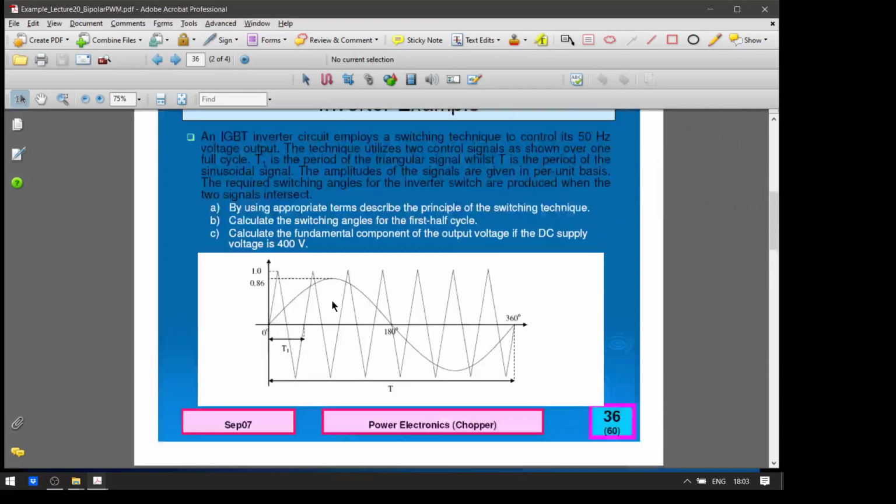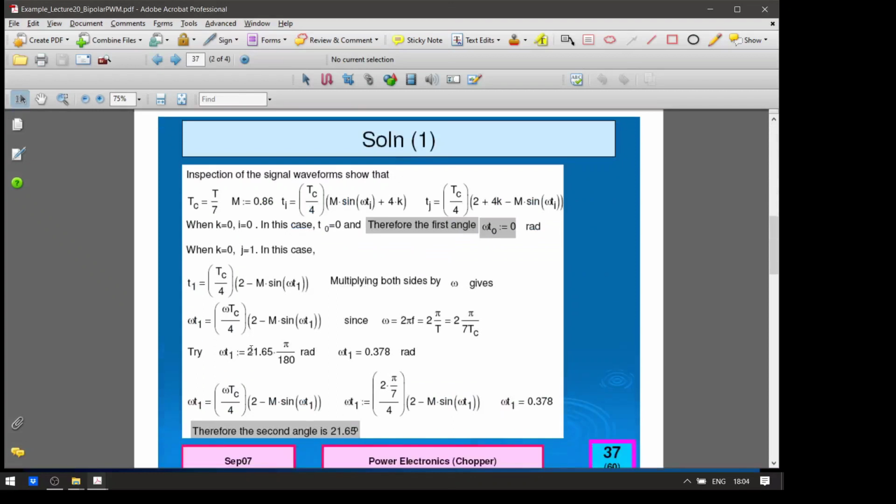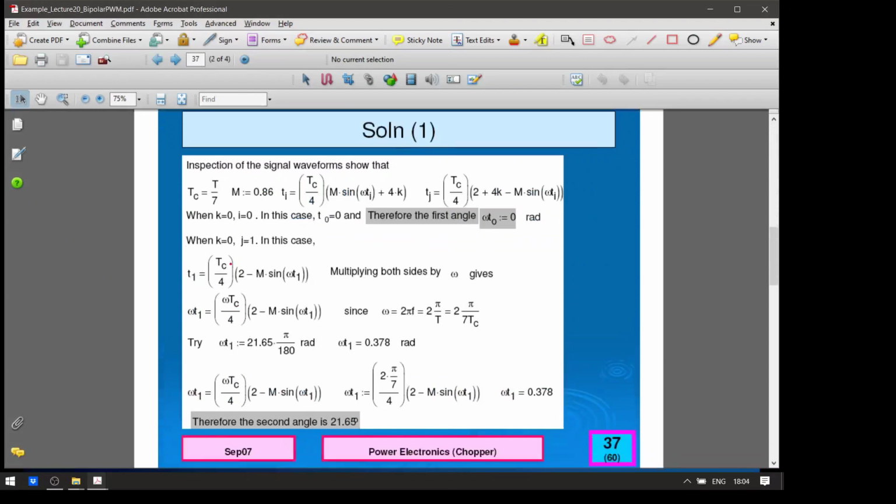So the first positive slope is that question. You don't need to do the analysis. We know that exactly this is at 0. So that's why in this solution it shows that it is 0. In this case, t equals 0, and therefore the first angle will be omega t0 equals 0 radian. Always put in radian. Okay. So what about the second slope, the first negative slope? Can I write again?